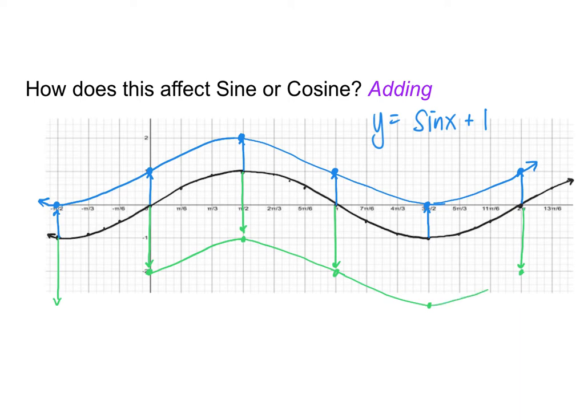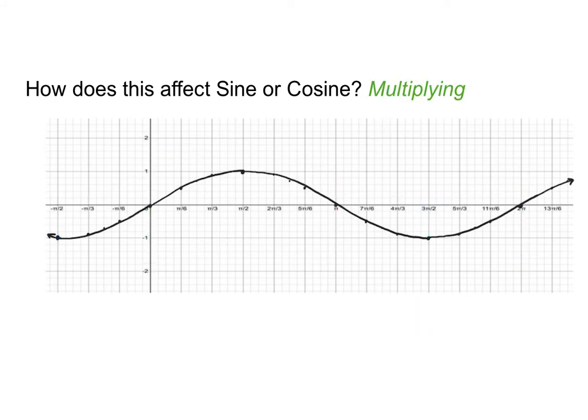Didn't give myself quite enough room. But here now we have y equals sine of x minus 2. Okay? Let's take a look at multiplying. Now, let's think about y equals sine of x.